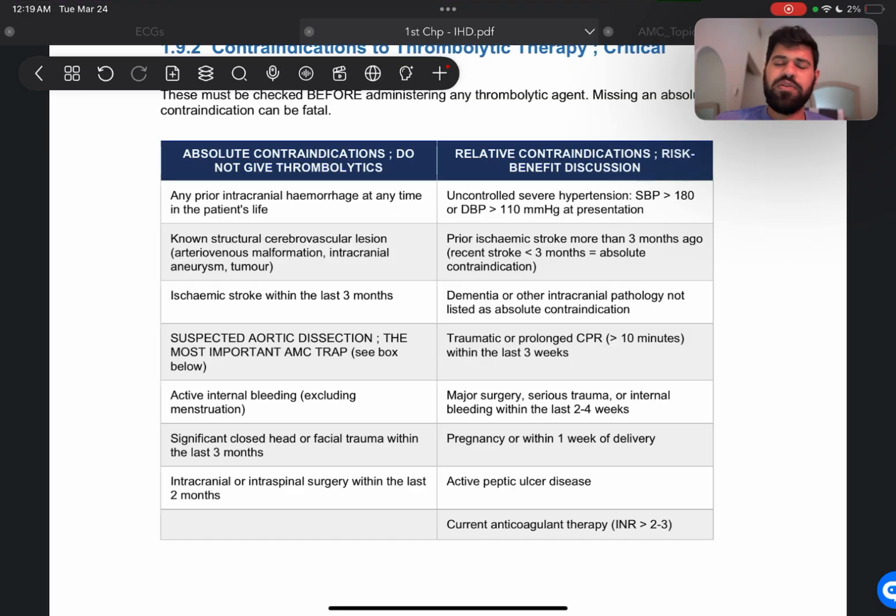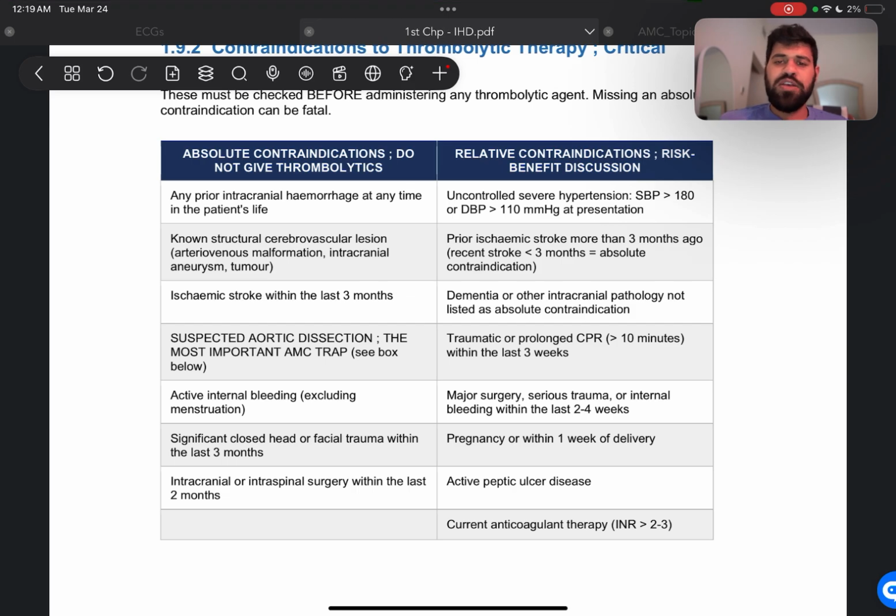So you can go through the table, but it's usually if there's suspected aortic dissection, which is the most important one; active internal bleeding, if the patient has had any past hemorrhages or strokes in the last 3 months. So hemorrhages in the past at any time in the patient's life, or strokes in the last 3 months. And relative contraindications: so relative means you have to weigh out the risk and benefits.